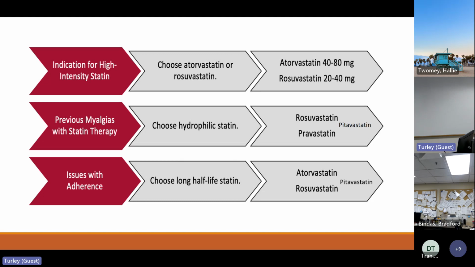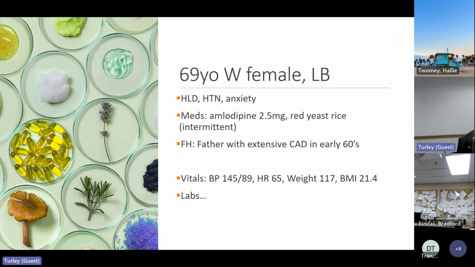So, a 69-year-old female with hyperlipidemia, hypertension, and some anxiety. She's on a low dose of amlodipine, and she's on red yeast rice. She prefers more holistic medications, which is okay. Her father had a heart attack and a bypass and lots of coronary artery issues in his early 60s. This is her blood pressure. It's a little bit elevated, and her BMI is normal.